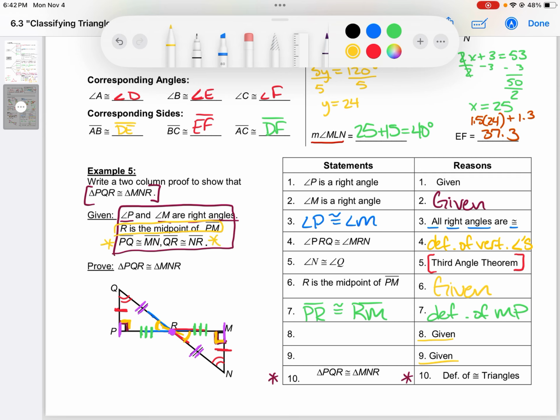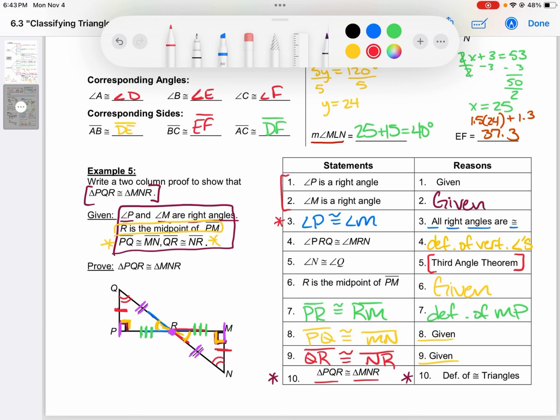Now the last two, 8 and 9, are also given. So if you look over here, we have a couple more things that are given. It tells us that P to Q and M to N are equal. So we would just say PQ is congruent to MN. And what we're doing right now is we're proving that all of the sides of these triangles are congruent. Because if all the sides are congruent and all the angles are congruent, then the triangles are congruent.